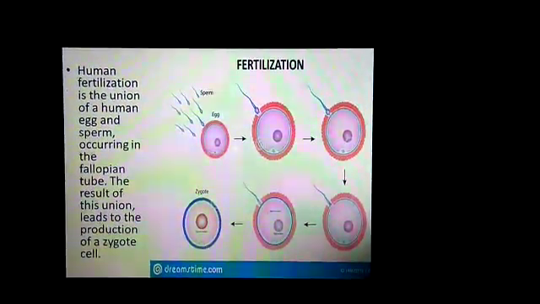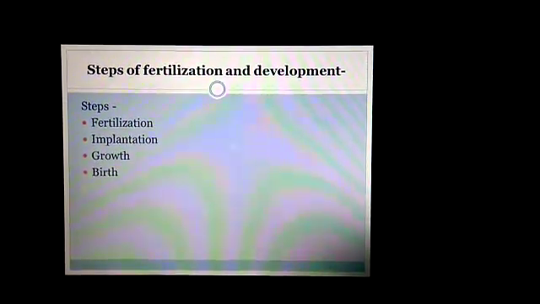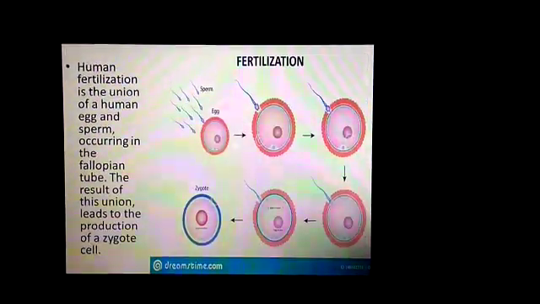Next is the fertilization process, and these are the steps. After the formation of the male gamete cell and female gamete cell, certain steps are followed for fertilization and development. The steps are: fertilization is the first step, then implantation, then growth, and the last one is birth. See the first step, that is fertilization.